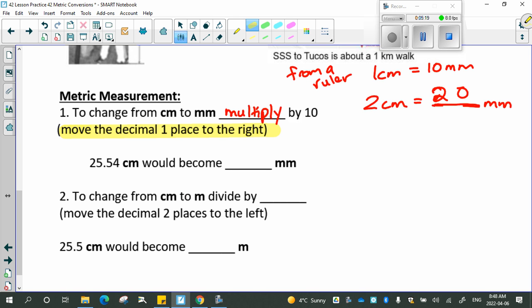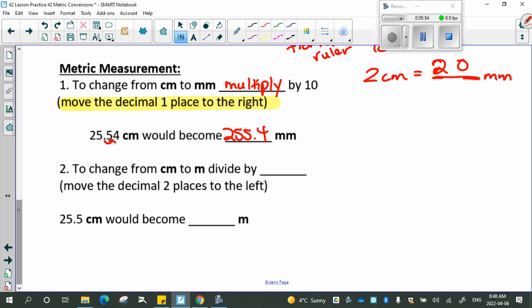So because millimeters is a smaller unit, there's going to be more of them than there was centimeters. So if you're looking at 25.54 centimeters and you want it to be millimeters, you would move the decimal one place to the right. So it would be 255.4 millimeters. So always make sure when you're doing metric conversions that the smaller unit, there's more of them. Okay, the smaller unit, there's always more of it, so you haven't divided instead of multiplied by accident.